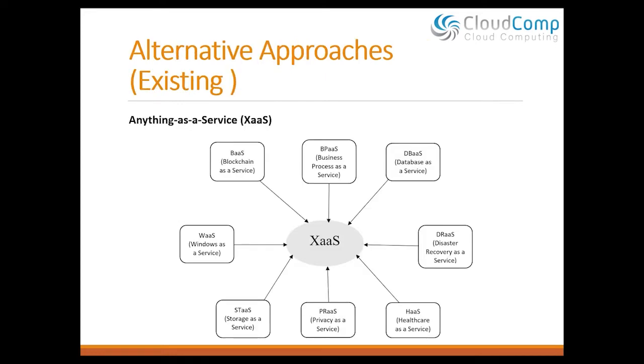So yes, there are alternative approaches available, but out of marketing terms, companies have been offering, just as a marketing stunt, services like healthcare as a service, disaster recovery as a service, IBM's business process as a service, privacy as a service, and many others like that. So they have come up with the concept of XaaS, meaning anything as a service. Just put an aaS after the name. This is again more ambiguous.